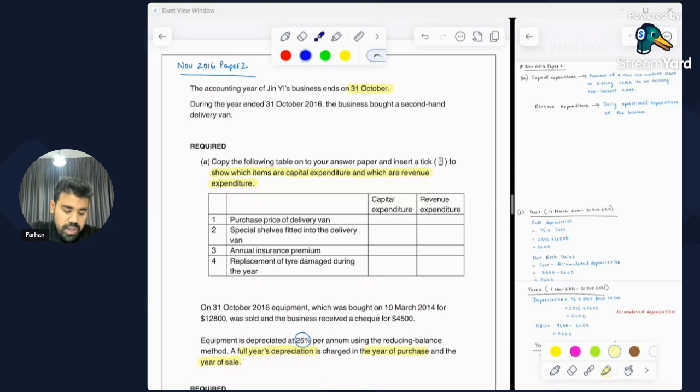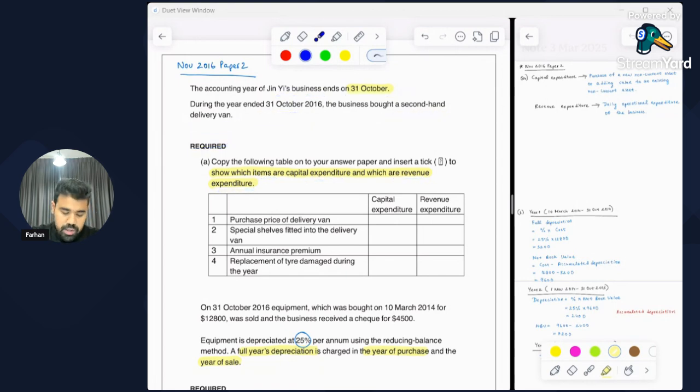All right. The accounting year of Jin Yin's business ends on 31 October. During the year ended 31 October 2016, the business bought a second-hand delivery van. The first requirement of the question is to show which items are capital expenditure and which are revenue expenditure.